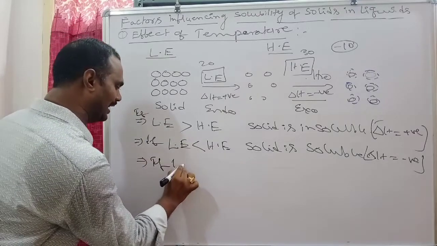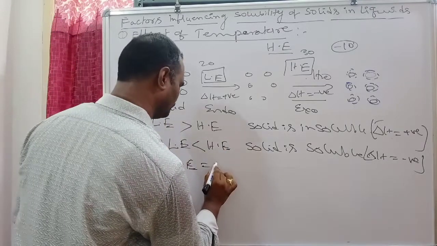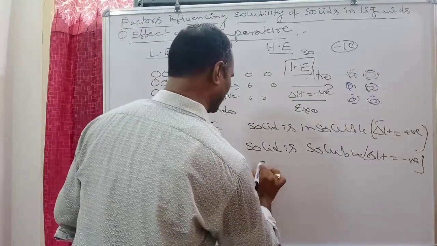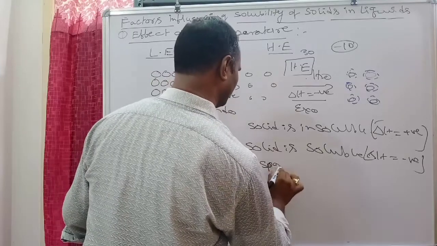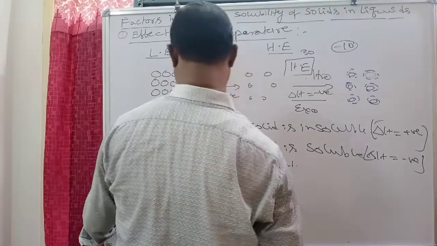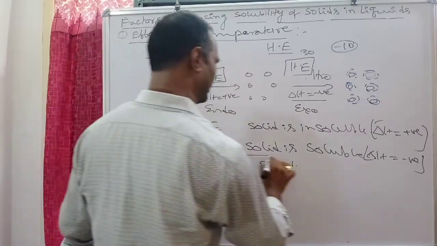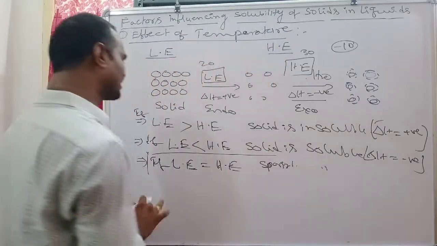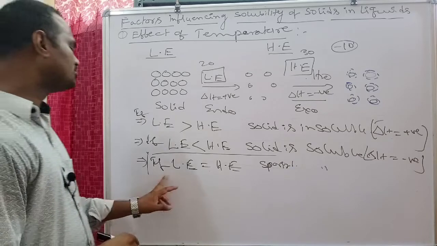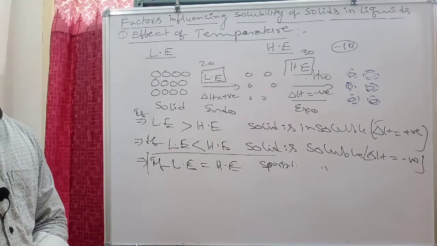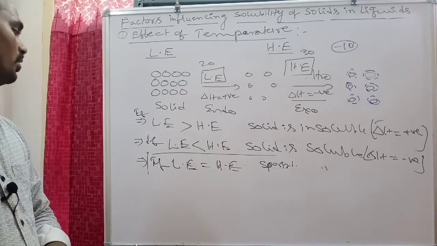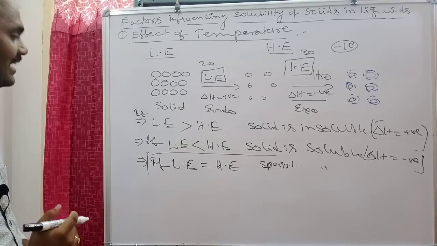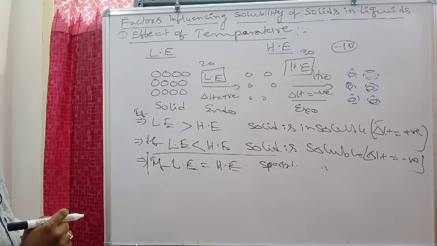Third one: if lattice energy is equal to hydration energy, the solid is sparingly soluble. In general we call it sparingly soluble. In such cases, what will happen? The temperature effect is very small. For a solid with almost equal lattice energy and hydration energy, the temperature effect is negligible.